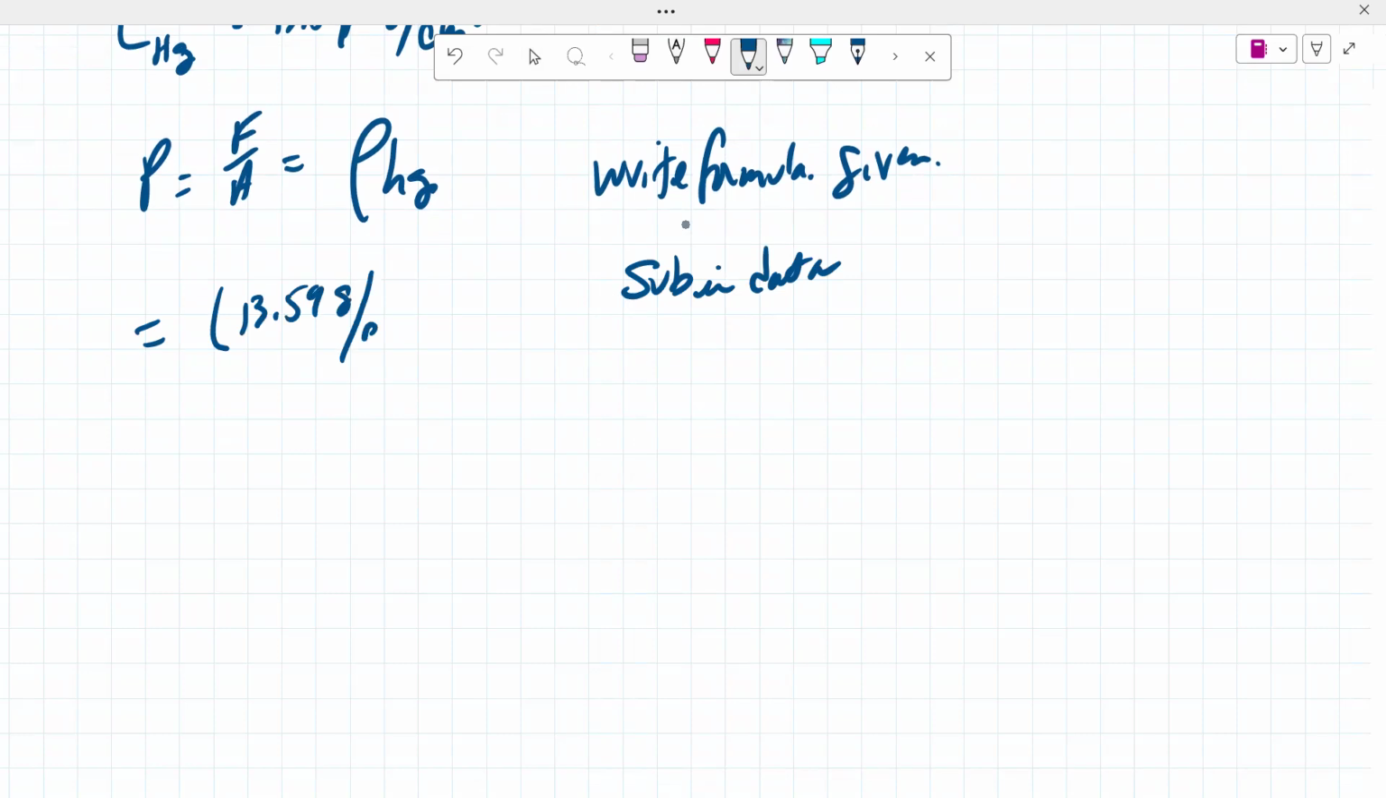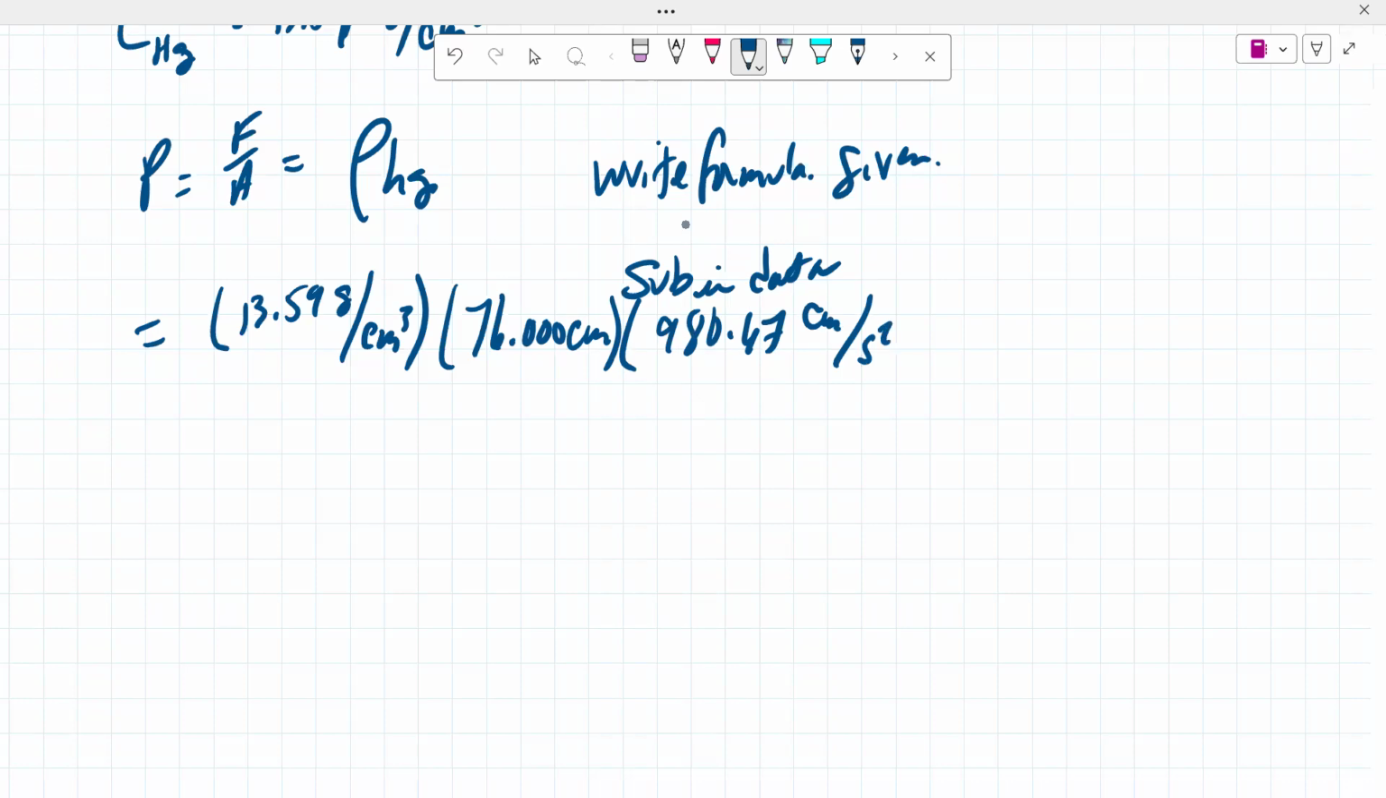13.59 grams per centimeter cubed times 76.000 centimeters times 980.67 centimeters per second squared. And now we can just simplify that. 1.013 times 10 to the 6 gram per centimeter second squared. And that's how we can calculate.